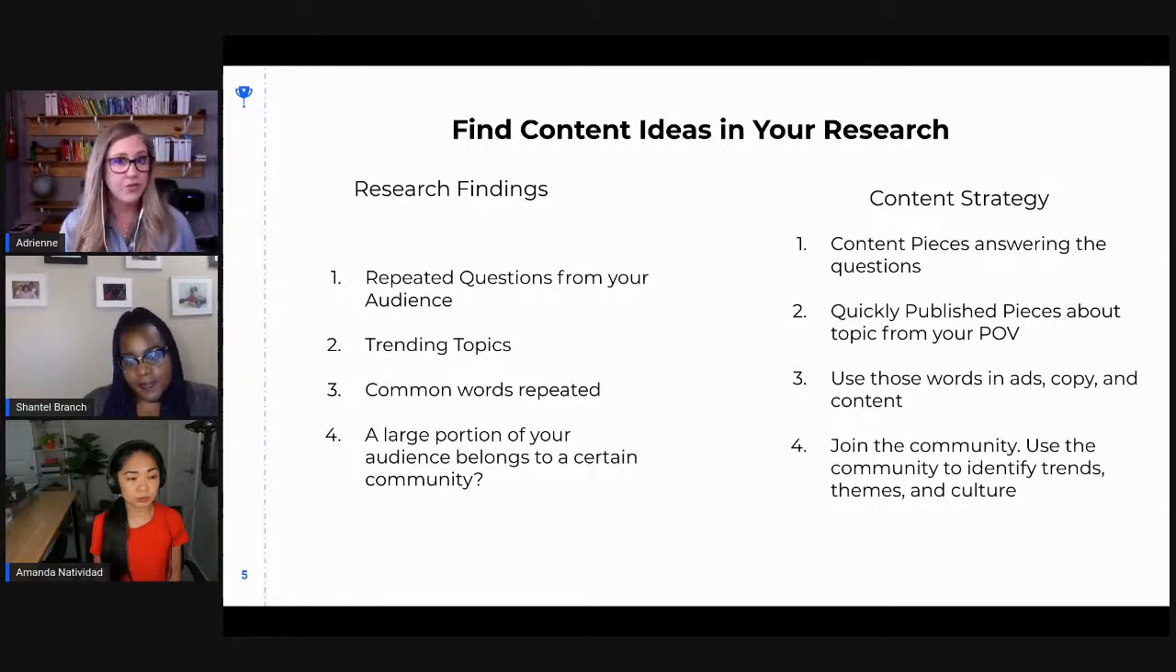I use SparkToro for that as well. It's just like, where are the people at? Where's the community? And then join that community. I actually stole this from Amanda. She was saying, rather than finding out this information and then saying, oh, this is where we're going to send some ads, or this is where we're going to spam, join that place, be a part of that community, and identify what's going on. What are the themes? What's the culture? What are the majority of those people? How often do they show up? How are they showing up?